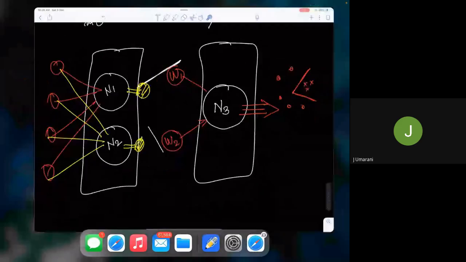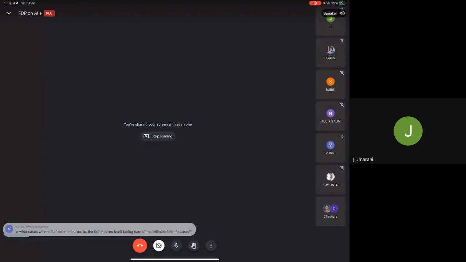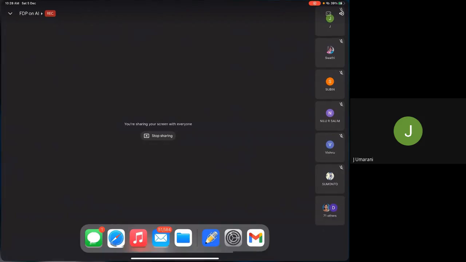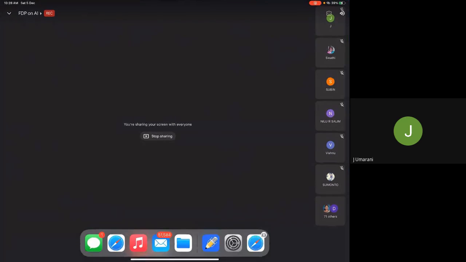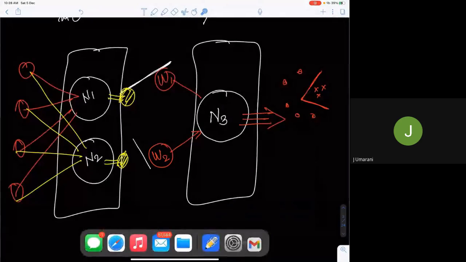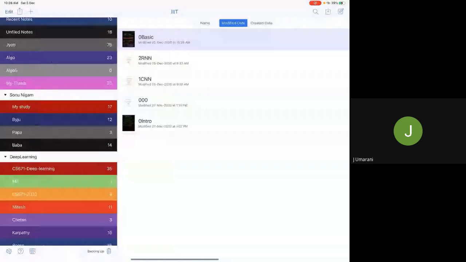You can ask any question if you have one in between. Yes, sir, in what cases do we need a second neuron? See, if that is the case, then probably the basics are also not clear. So for that, I need to show you something once. Wait, I understand. Please give me 1 minute. I need to show you something else.